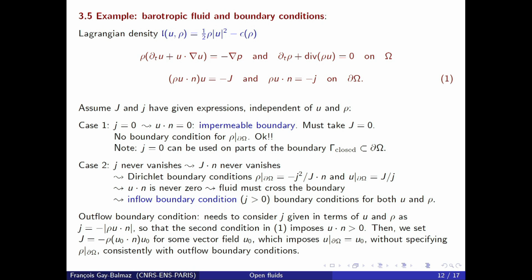And now another case is that if this quantity never vanishes, for instance, then you have now two boundary conditions, which is consistent with the physics of open fluid, in which when the flow is coming in, you have to, in addition to the boundary condition on u, also have another boundary condition for the mass density. So it's completely consistent with what is needed.